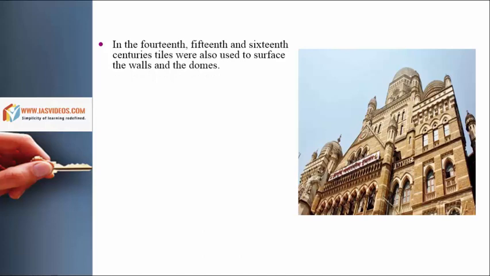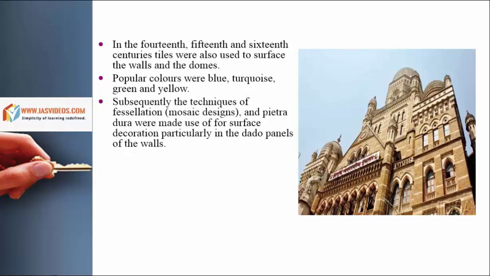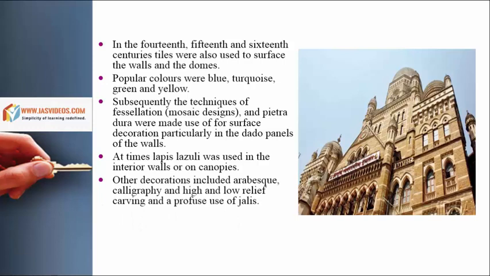In the 14th, 15th and 16th centuries, tiles were also used to surface the walls and the domes. Popular colors were blue, turquoise, green and yellow. Subsequently, tessellation and pietra dura were used for surface decoration, particularly in the dado panels of the walls. At times, lapis lazuli was used in the interior walls or on canopies. Other decorations included arabesque, calligraphy in high and low relief carving, and a profuse use of jalis.